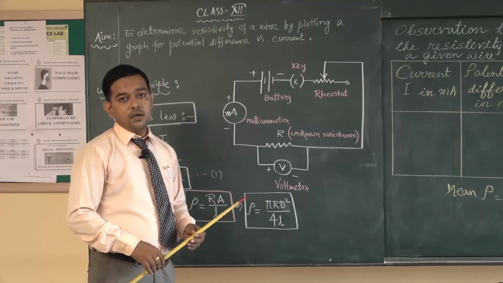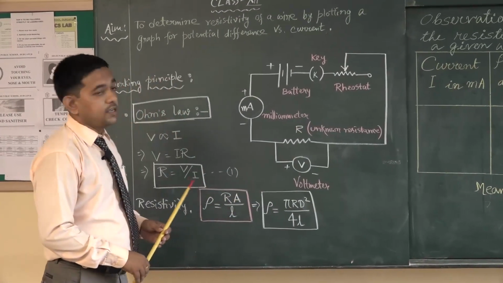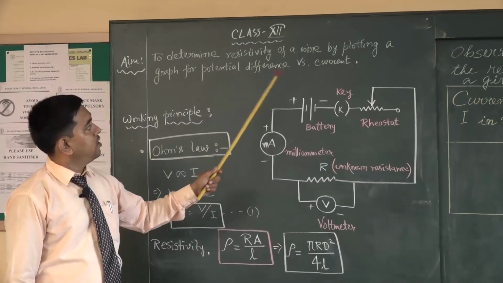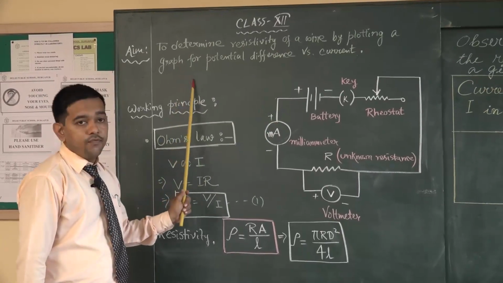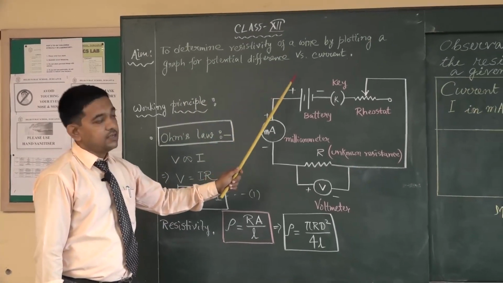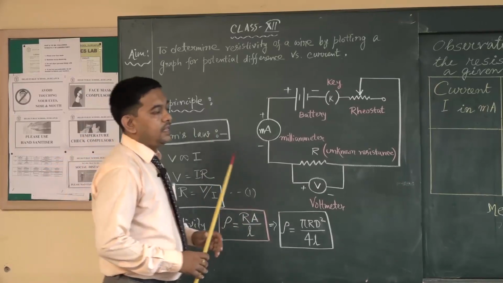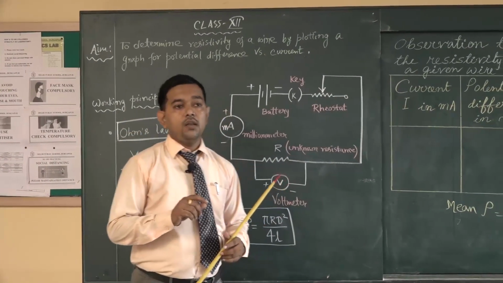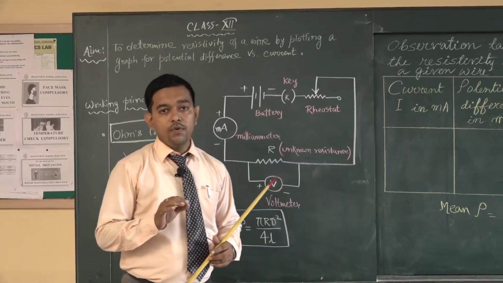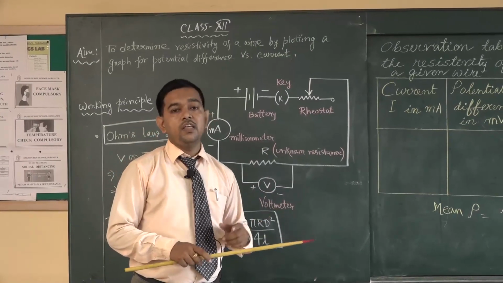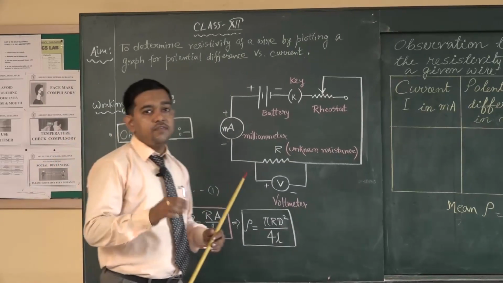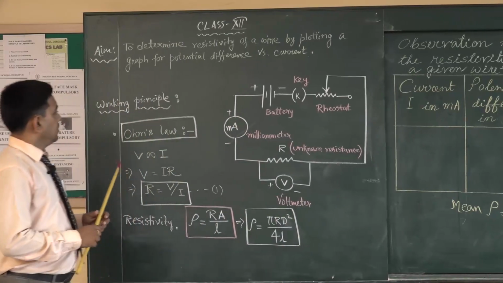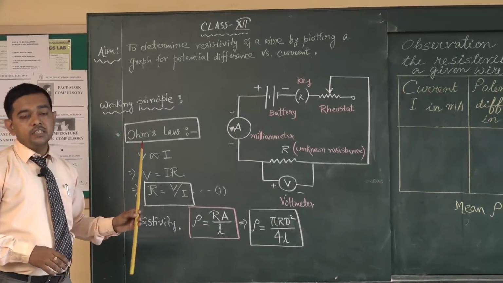Hello students, today we are going to do one experiment. The aim of the experiment is to determine the resistivity of a wire by plotting a graph for potential difference versus current. Basically, in this experiment we are going to do two things. First, we will verify Ohm's law, we will cross-check Ohm's law, and through this verification we will find out the resistivity of the material of a given wire. This is our aim. Next I am telling you the working principle behind it.